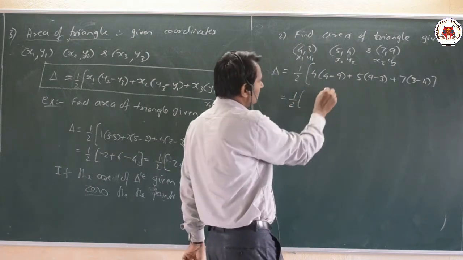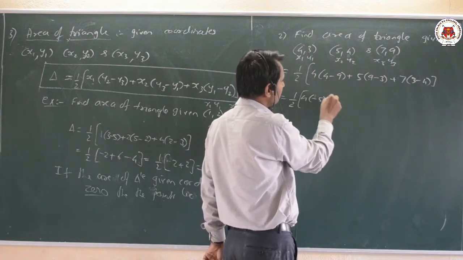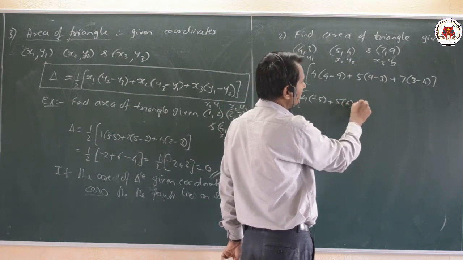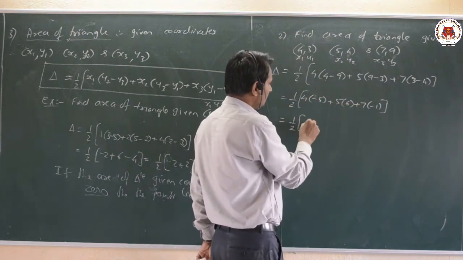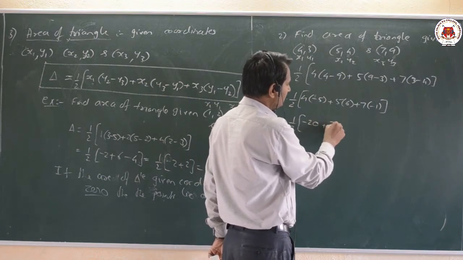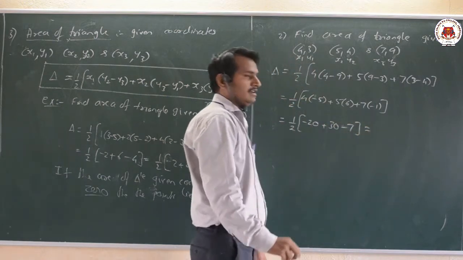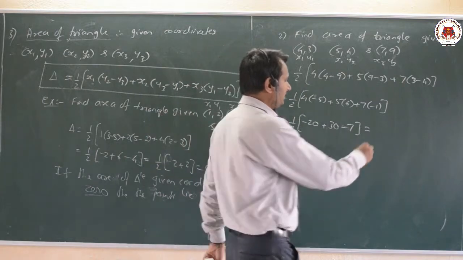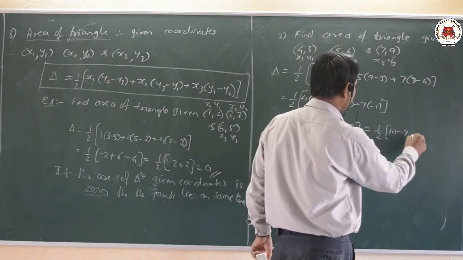Now the result: 4 into (4 minus 9), that is minus 5, plus 5 into 6, plus 7 into minus 1. Now what is the value here? 5 4s are minus 20, plus 5 6s are 30, and minus 7. Next, what do we get? 1 by 2 into, that is 10 minus 7.